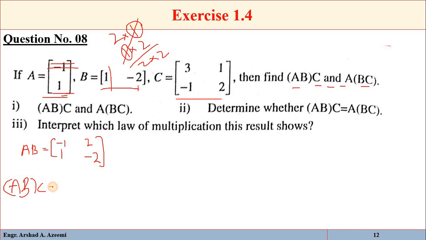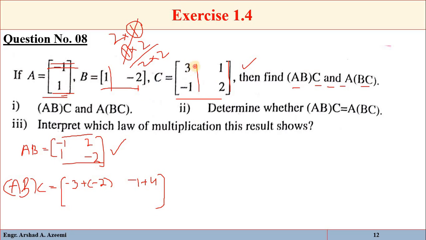Now we have to multiply AB with matrix C. Okay, so multiply this matrix with C. Now both matrices are 2 by 2. So the first row will be multiplied with first column, minus 1 multiplied by 3, that is minus 3, plus 2 multiplied by minus 1, so that is minus 2. First row with second column, minus 1 multiplied by 1, minus 1, 2 multiplied by 2, so plus 4.